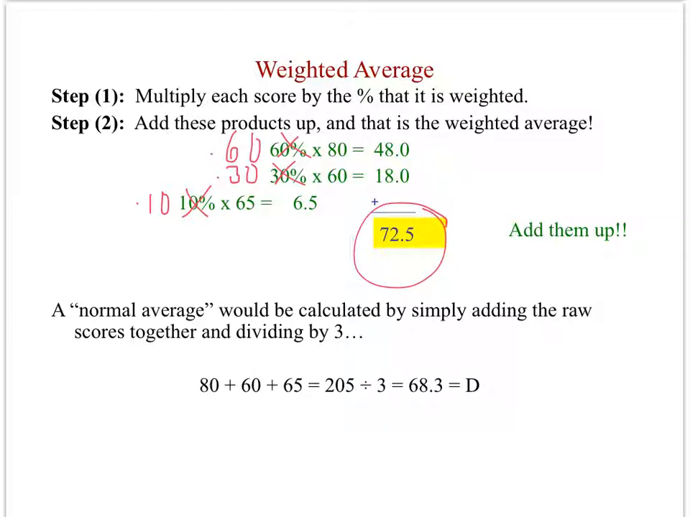A normal average would be just taking those 3 percentages, adding them up, and dividing by the amount that you added up, which in this case is 3. And you can see that there is a significant difference here.